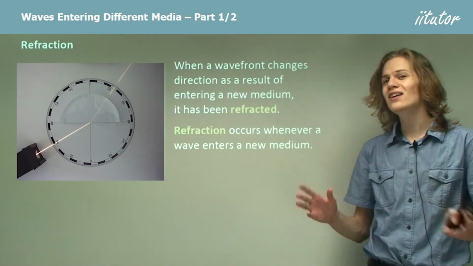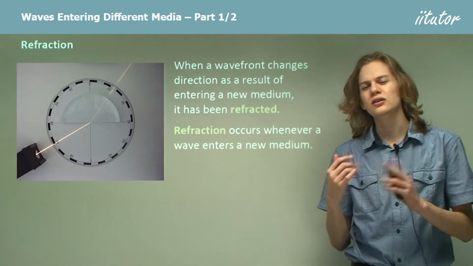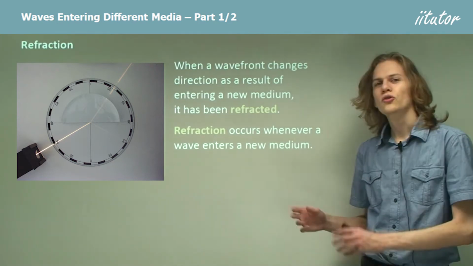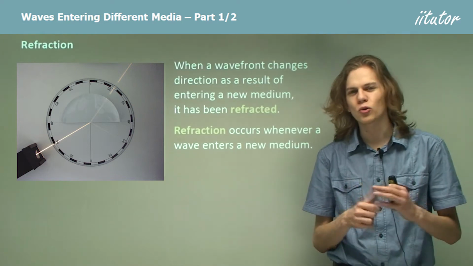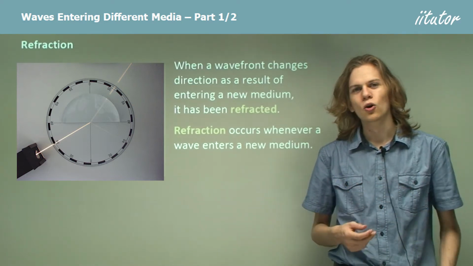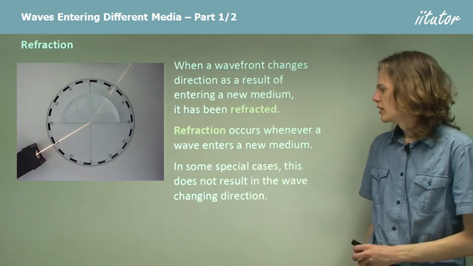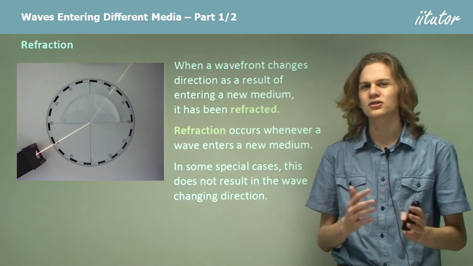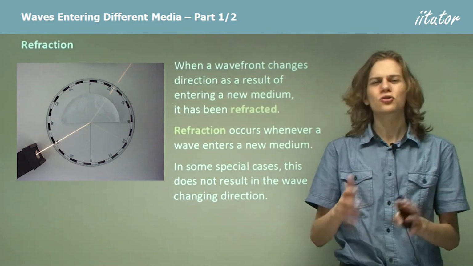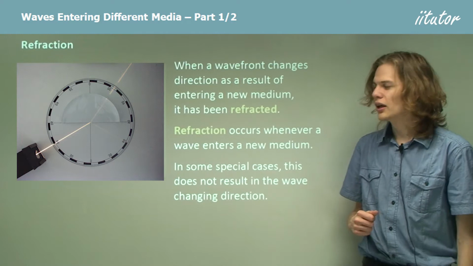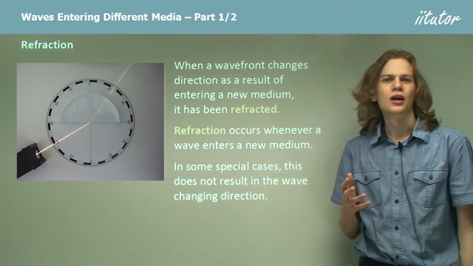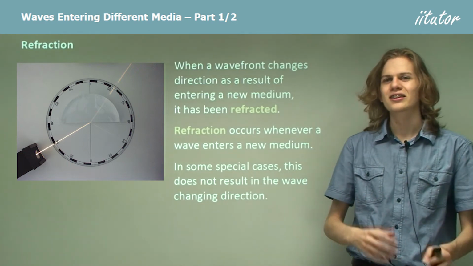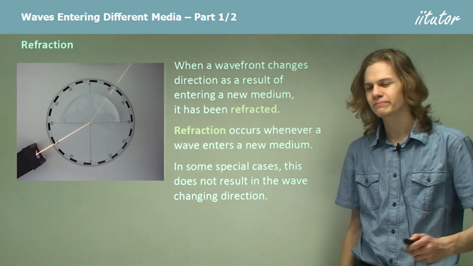Refraction occurs whenever a beam of light enters a different medium, regardless of whether or not it changes direction. So this new medium could be glass, or perspex, or plastic, or even the lenses of our eyes. In some special cases, the light will not change direction as it enters the new medium. However, in most cases, it will. And later on, in fact, we'll be looking at the relation between exactly what material the light is passing into and the angle at which it refracts.